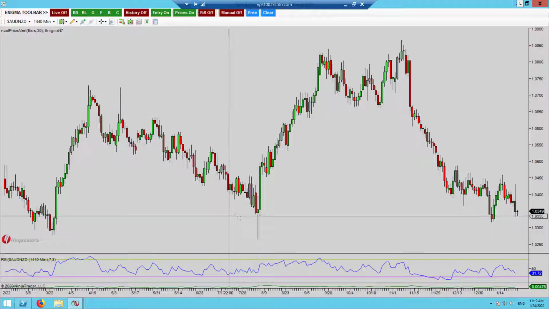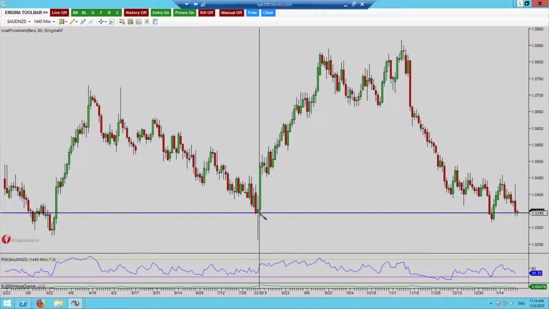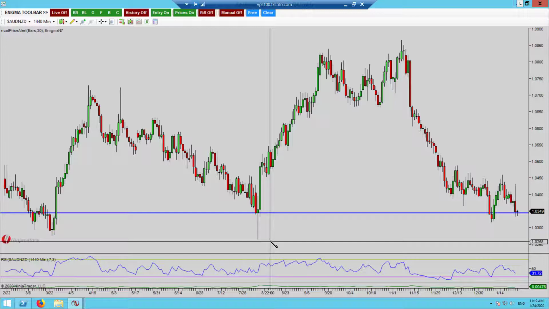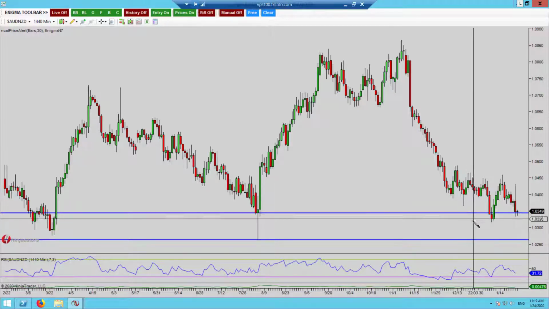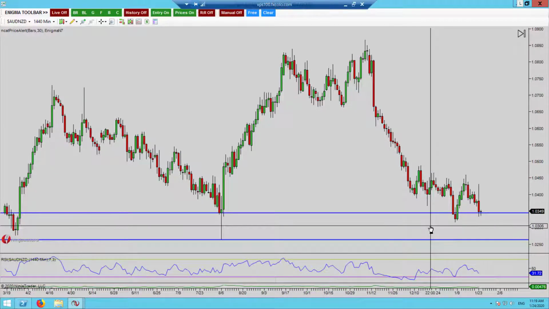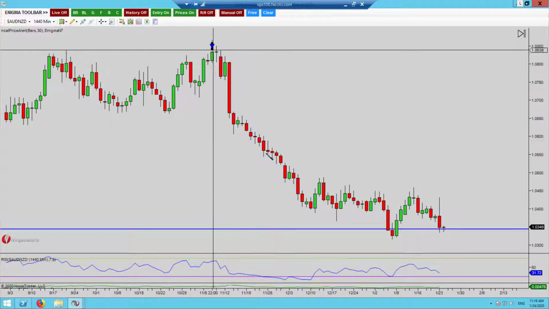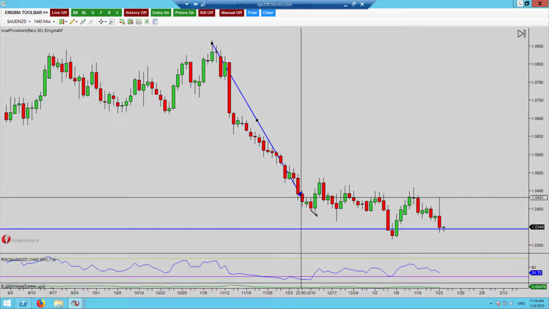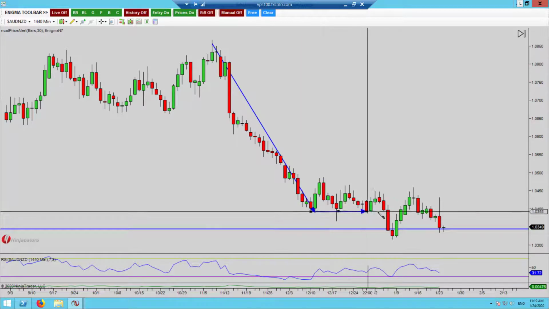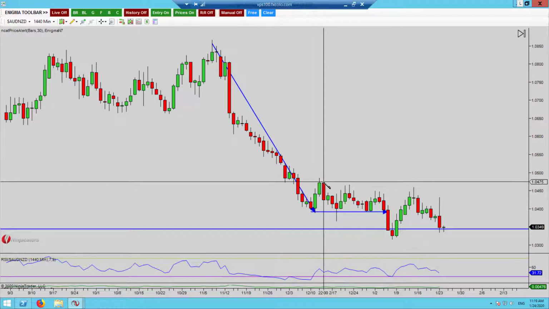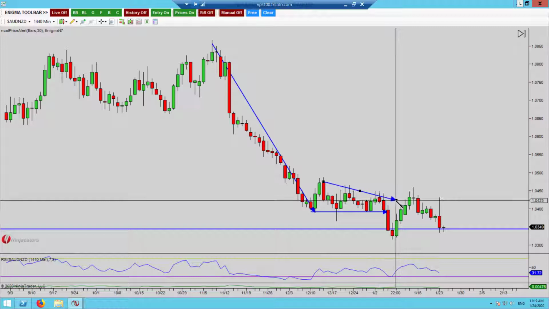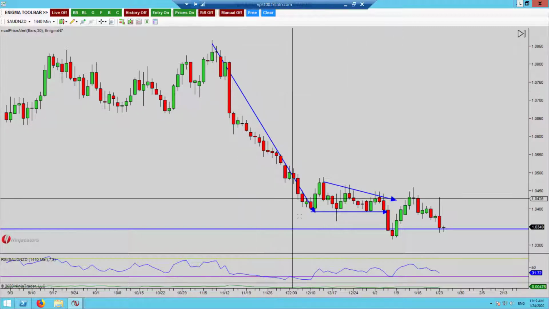And I'm going to put a structure level on just here, in between this major structure level. As you can see, price has actually come down into that structure level. However, if we take a closer look, we can see we actually had this breakout pattern just here. Now, this may or may not be valid for you.